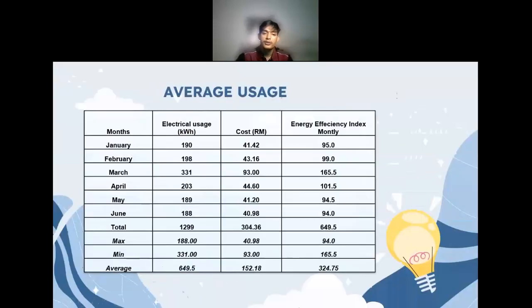Next is average usage. From all the electrical usage and cost that we talked about earlier, we can find the energy efficiency index monthly, which is in January is 95.0, in February is 99.0, in March 165.5, in April 101.5, in May 94.5, in June 94.0.